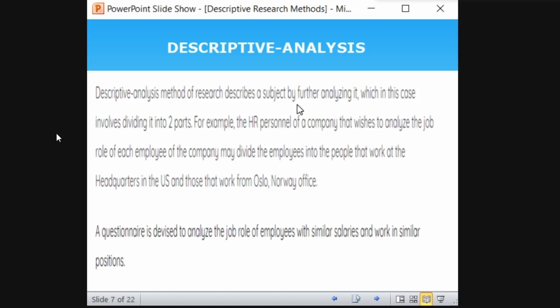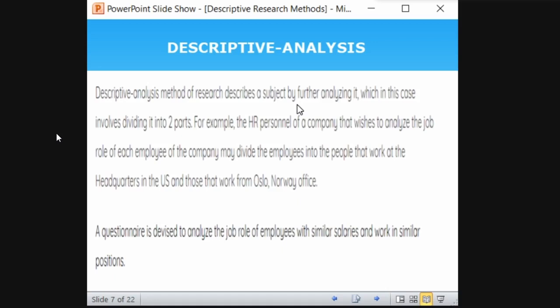So in a university there are different kinds of employees, right? Deans, HODs, teachers. So what the HR is doing, they want to analyze the job role of deans, HODs, and faculties by dividing the employees into people that work at the headquarters and those that work from the Oslo, Norway office. So let's say that company is having two branches. One is in the US. The US is the main office, that is the headquarters. And one branch is at Oslo, that is in Norway, right? So the company is the same, but it is having two branches.